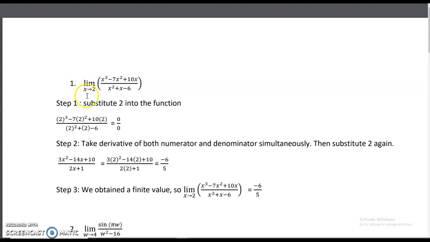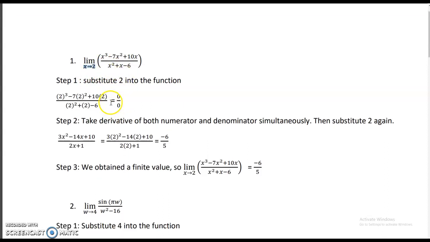Number one says, limit as x approaches 2 of x cubed minus 7x squared plus 10x over x squared plus x minus 6. First, you substitute 2 into the function because the limit is as x approaches 2. After you plug in 2, you get 0 over 0, and when you get 0 over 0, that indicates you have to use L'Hopital's rule. So we're going to use L'Hopital's rule.